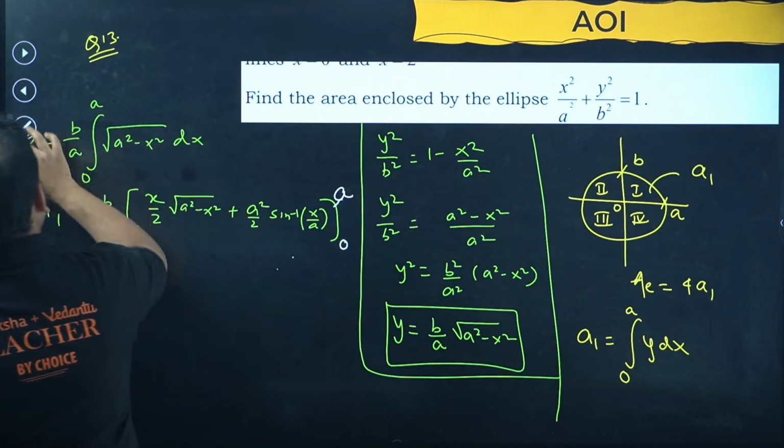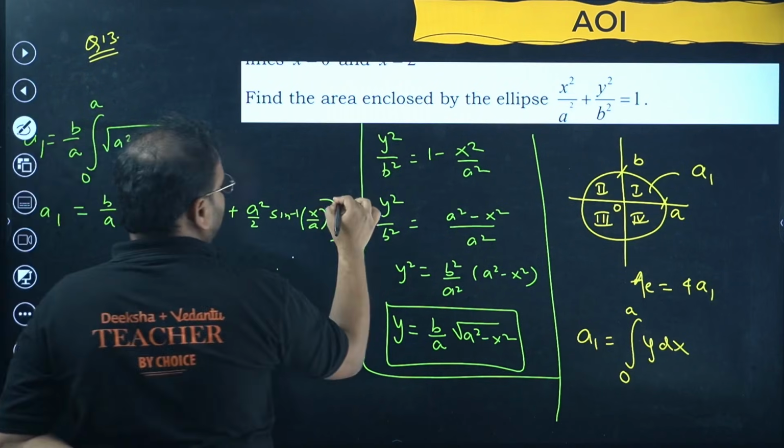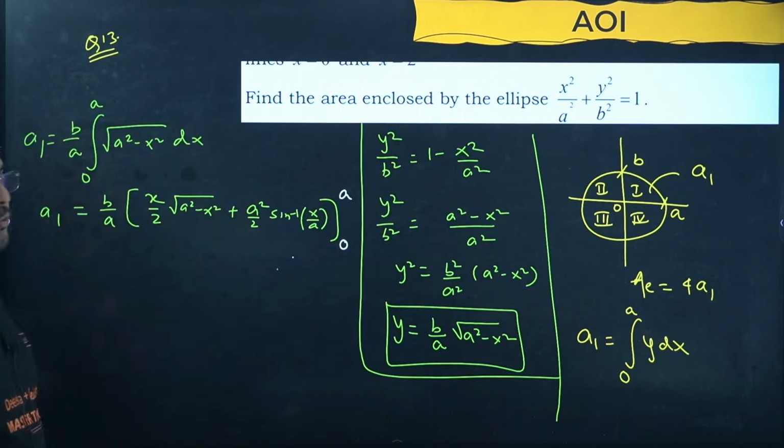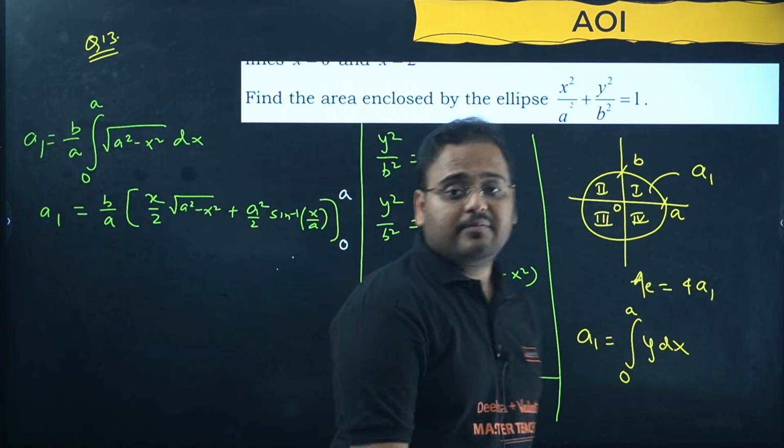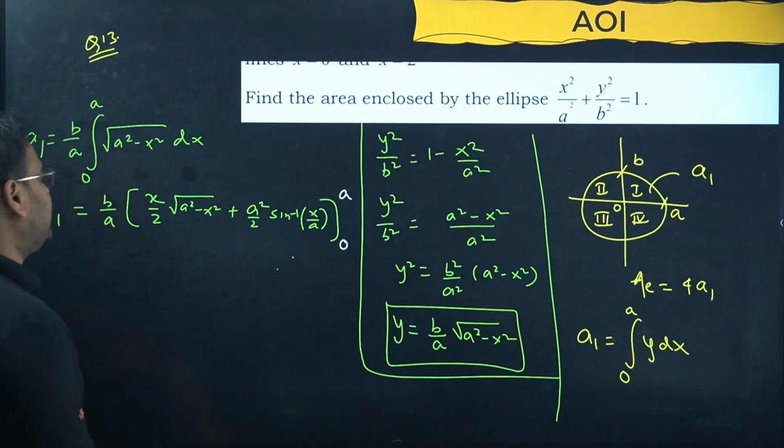From 0 to a. The formula is important, for this particular function from 0 to a. Have a look. A1 is b by a, x by 2, root of a square minus x square, plus a square by 2 sine inverse of x by a.